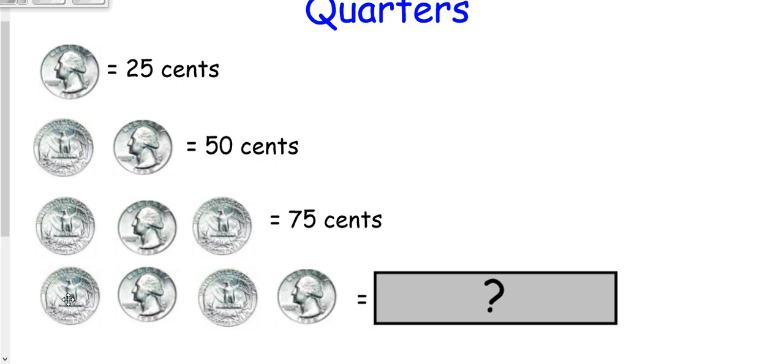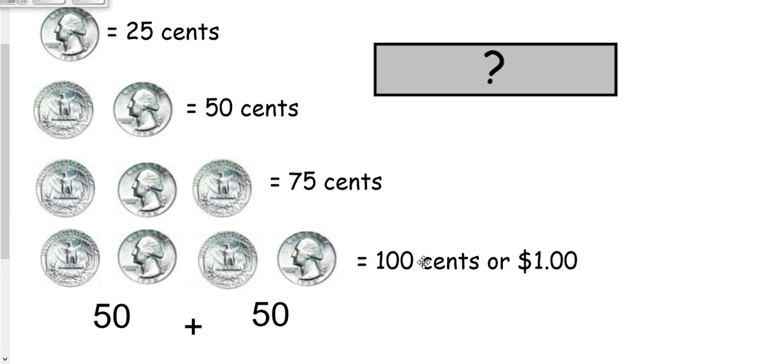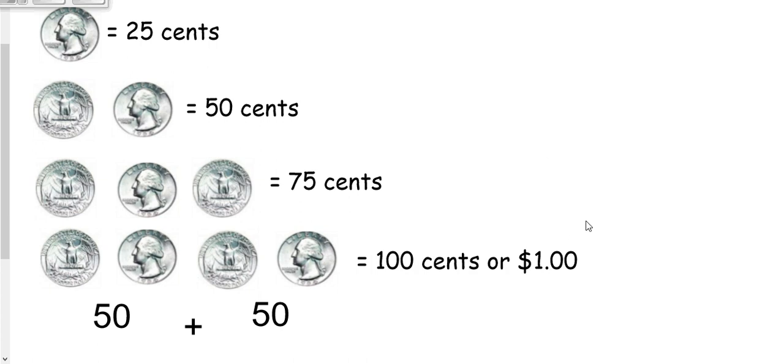Here we have 4 quarters. 4 quarters is 25 plus 25 plus 25 plus 25. I like to think of 4 quarters in a way that's a little bit easier for me. I know 2 quarters equals 50 cents. I know these 2 quarters equals 50 cents. So if I do 50 cents plus 50 cents, I know that 4 quarters equals 100 cents or $1.